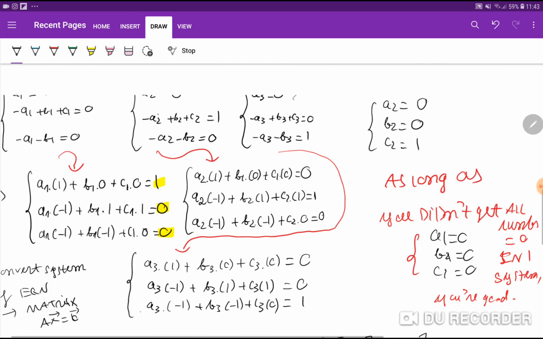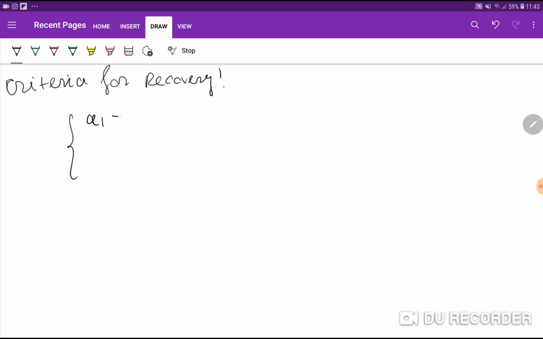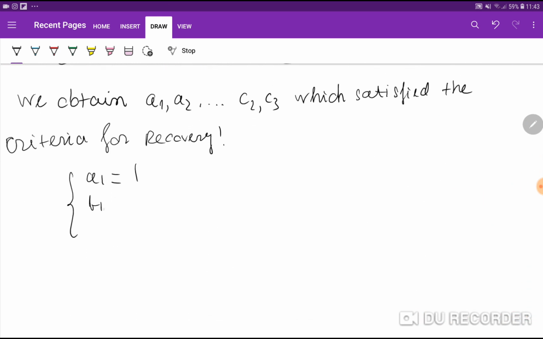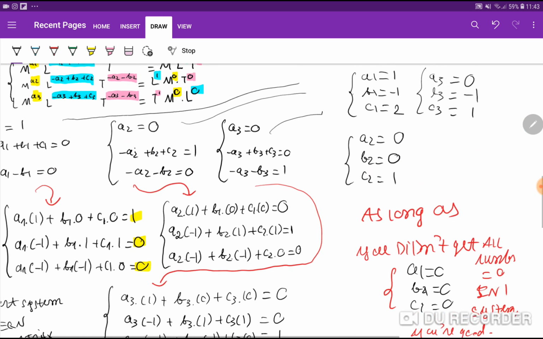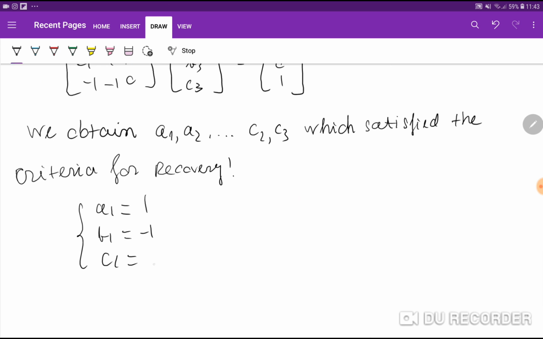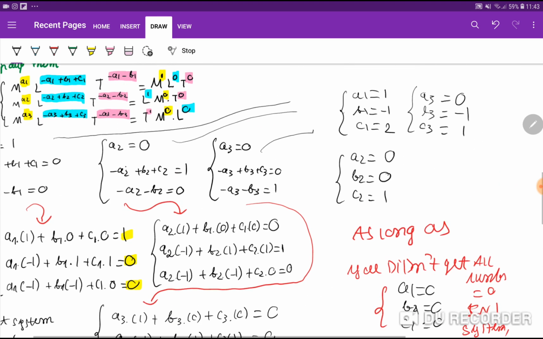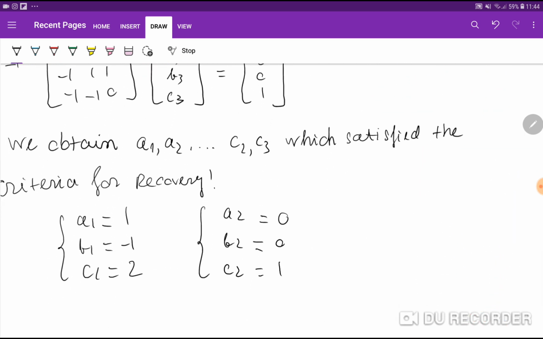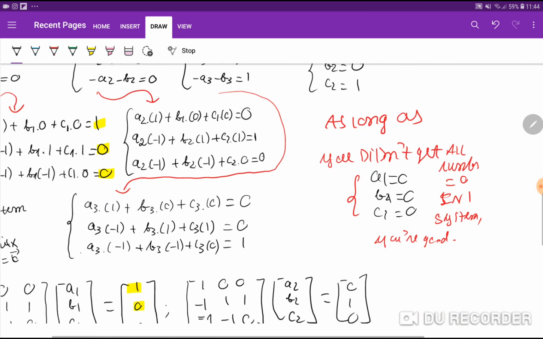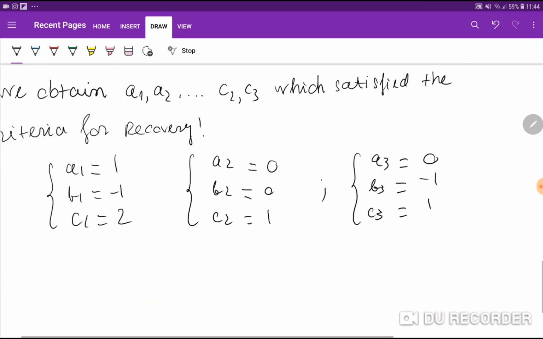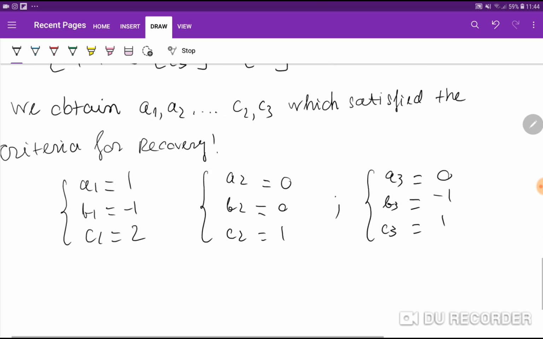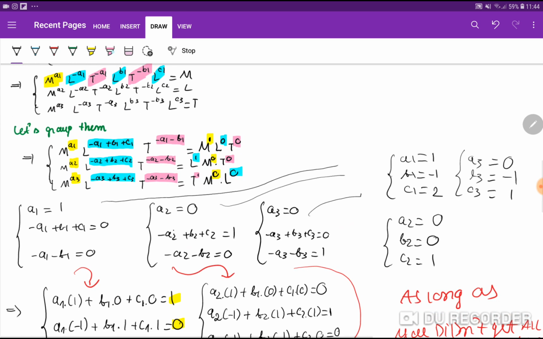Okay, so let's rewrite these numbers. A1 is 1, B1 is negative 1, C1 is 2. And you have A2, B2, C2: 0 0 1. And A3, B3, C3 is 0 negative 1 1. Okay, very good. So which means that you remember this equation right here. You can use this to find m, l, and t.